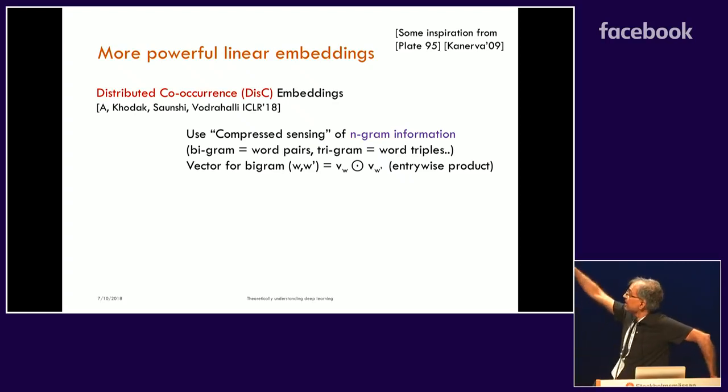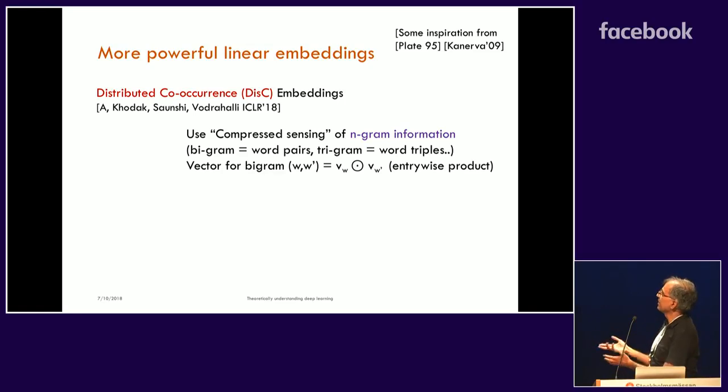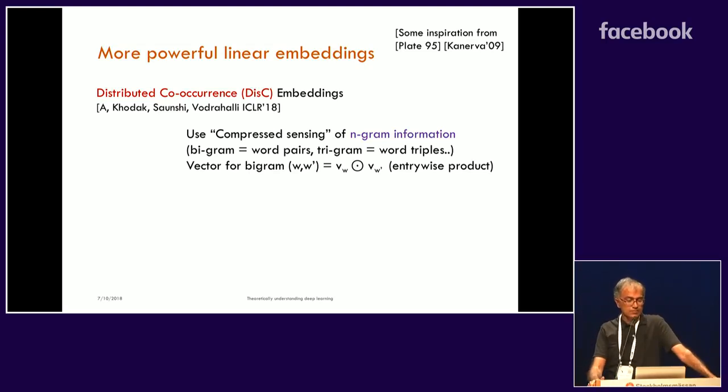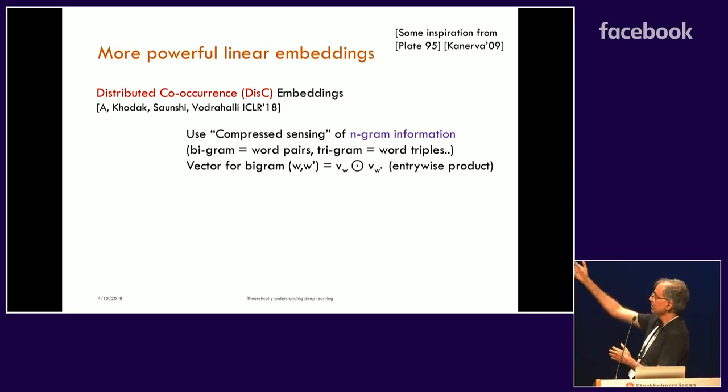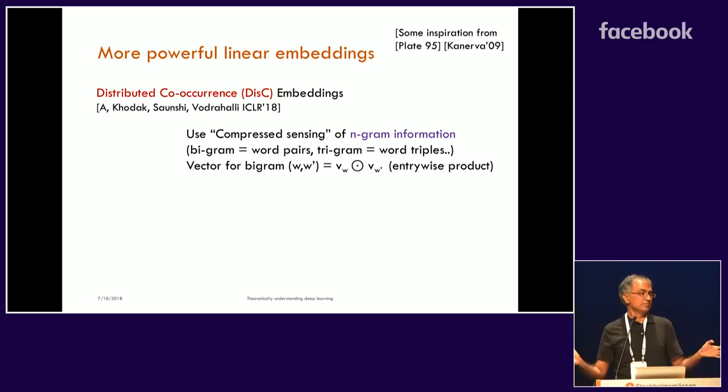And this actually drew inspiration. Again, we were rediscovering things, and we discovered there were some related ideas in the theory of distributed representations. This is neural theory, like for the brain, and people study distributed representations, and there are these classic papers. So distributed co-occurrence embeddings: instead of a bag of words vector, it's actually going to do a compressed sensing of n-gram information. Bigram is word pairs, trigram is word triples. So we're even going to do a compression of that.